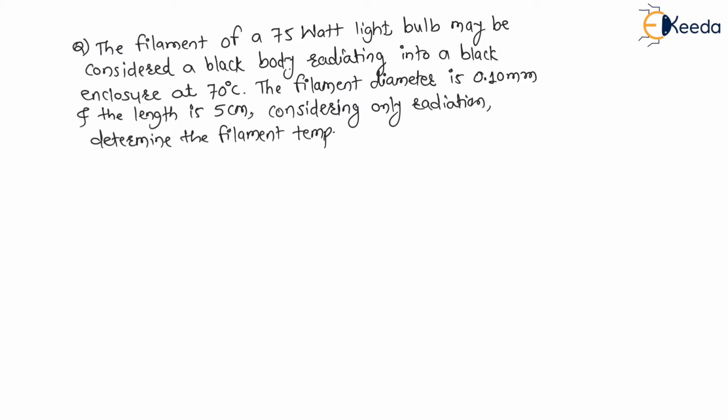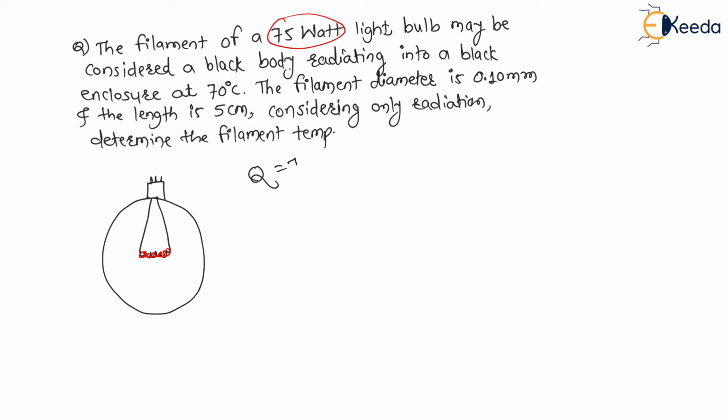Now here, let us say we have one bulb. This is how the bulb is shown. Here there will be a connection for the bulb, and there is a filament. This is the filament of this bulb, and it is a 75-watt bulb, therefore the heat in this bulb will be 75 watt.